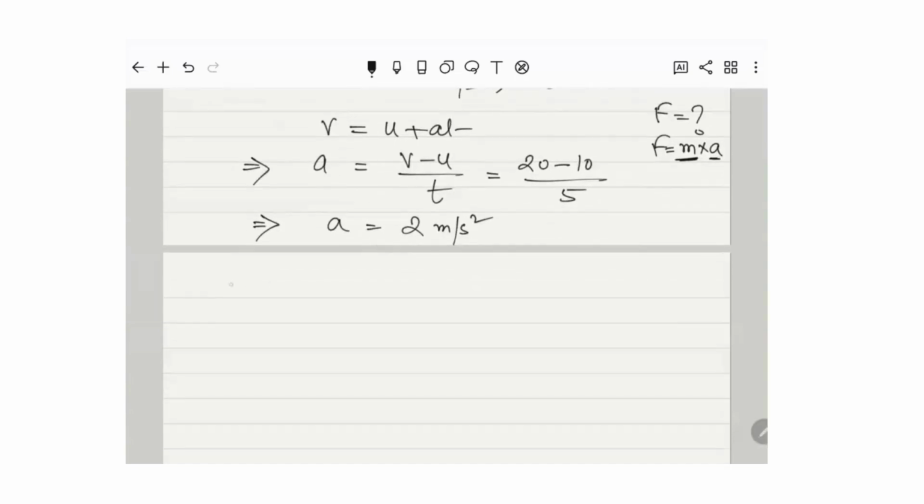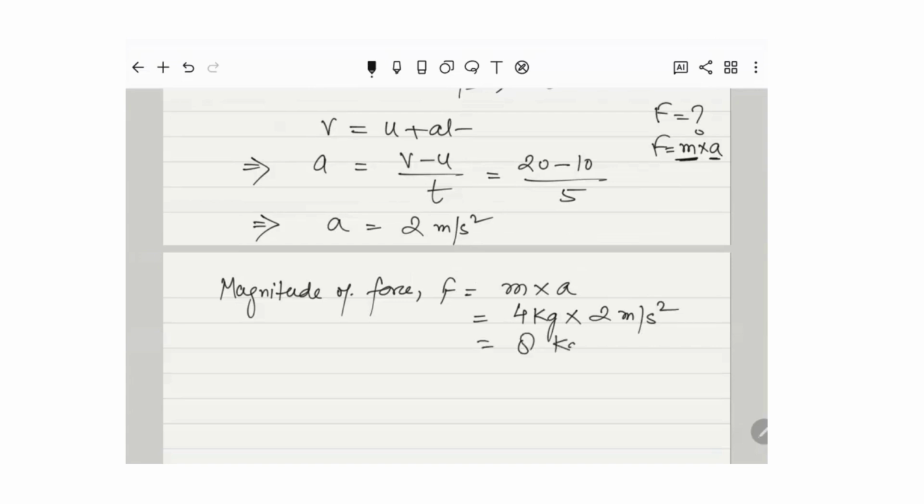Now, what will be the magnitude of the force? Magnitude of force will be F is equal to m into a according to Newton's second law, right? M, what is the mass of the body? 4 kg, it is given in the question. And acceleration we have already found out, 2 meter per second square. So therefore this is 8 kg meter per second square. And what is kg meter per second square? This is Newton. So that's how we write it as force is 8 Newton.